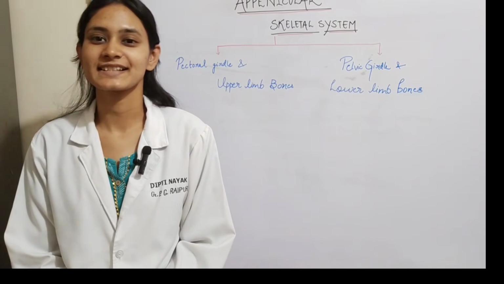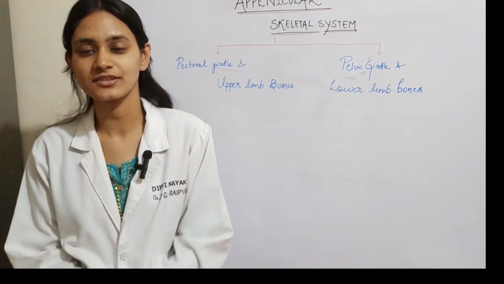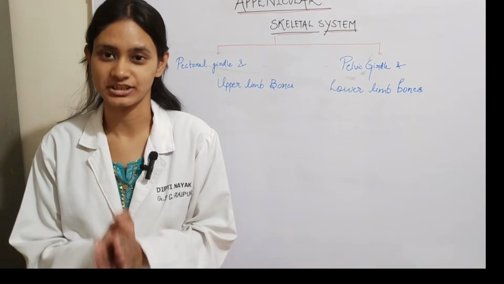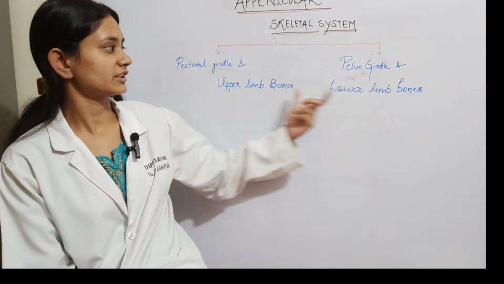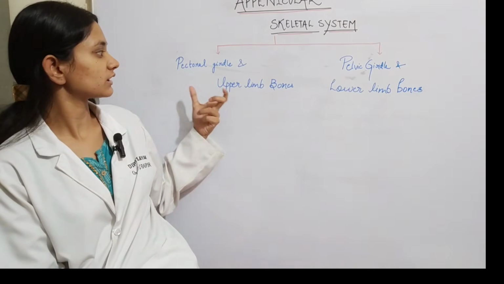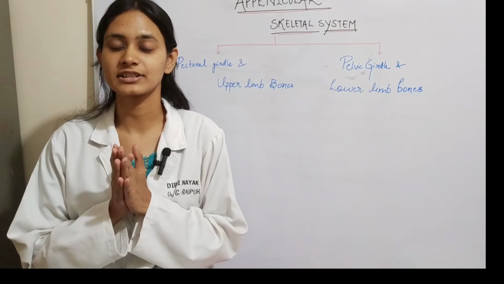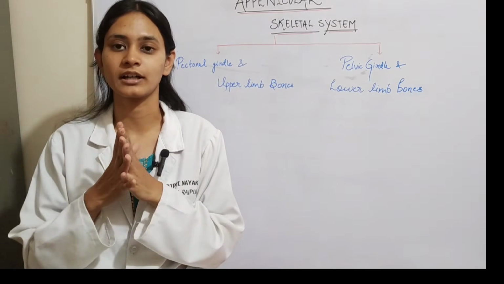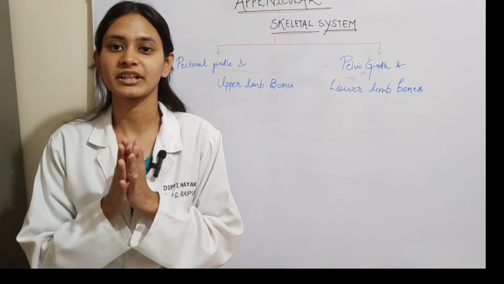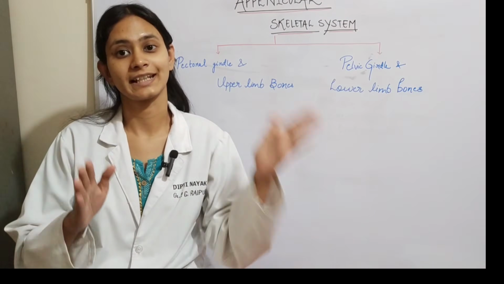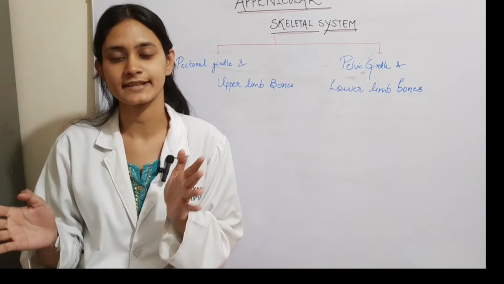Hello everyone. So this is the second lecture of general anatomy where we are covering appendicular skeleton. In the first lecture we covered axial skeleton. Now appendicular skeleton is basically divided into two: pectoral girdle and upper limb bones, pelvic girdle and lower limb bones. In axial skeleton we have studied the features of skull, vertebral column and thoracic cage. Appendicular skeleton is basically present on the lateral side of the body. In the first lecture I told you about the medial and lateral side.